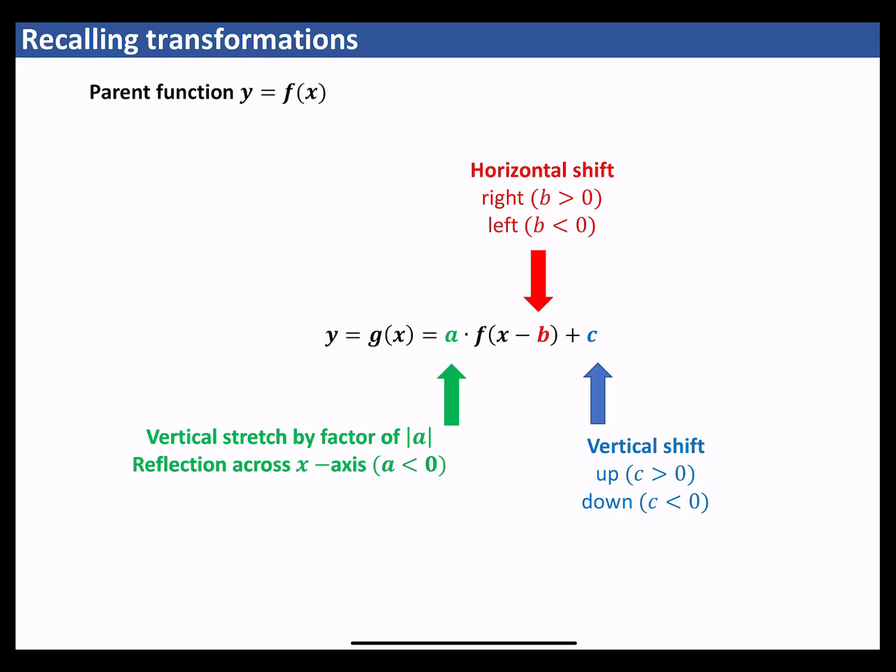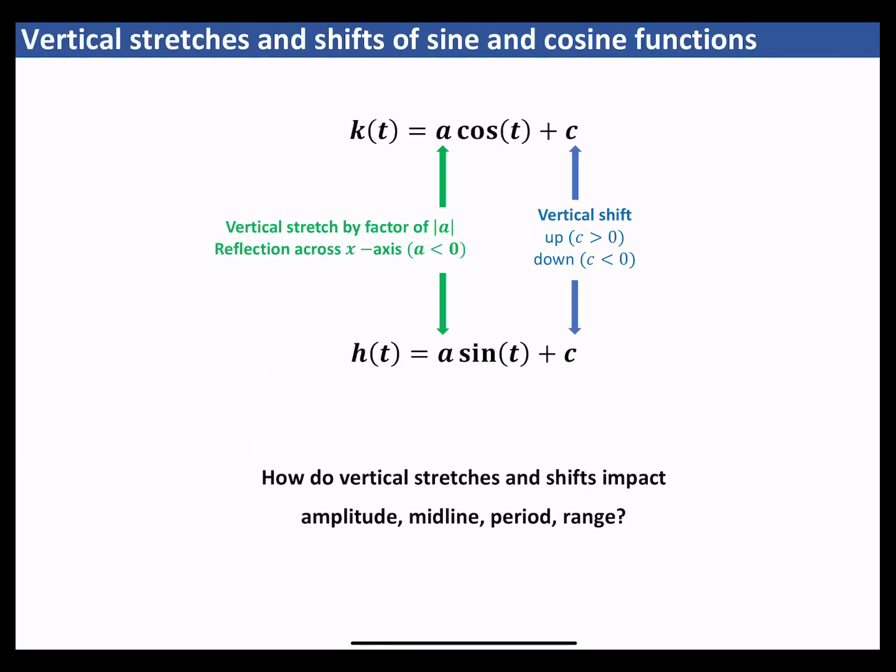Because such transformations can shift and stretch a function, we are interested in understanding how we can use transformations of the sine and cosine functions to fit formulas to circular functions. Given the functions k of t equals a times the cosine of t plus c and h of t equals a times the sine of t plus c, we see that k of t and h of t are transformations of the cosine and sine functions respectively.